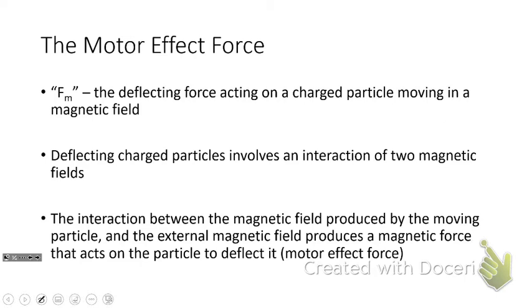So this is the deflecting force acting on a charged particle moving in a magnetic field. This requires the interaction of two magnetic fields to deflect that charged particle. The interaction between the magnetic field produced by the moving particle and the external magnetic field produces a magnetic force that acts on the particle to deflect it. We call that the motor effect force, and that is kind of the idea behind electric motors.